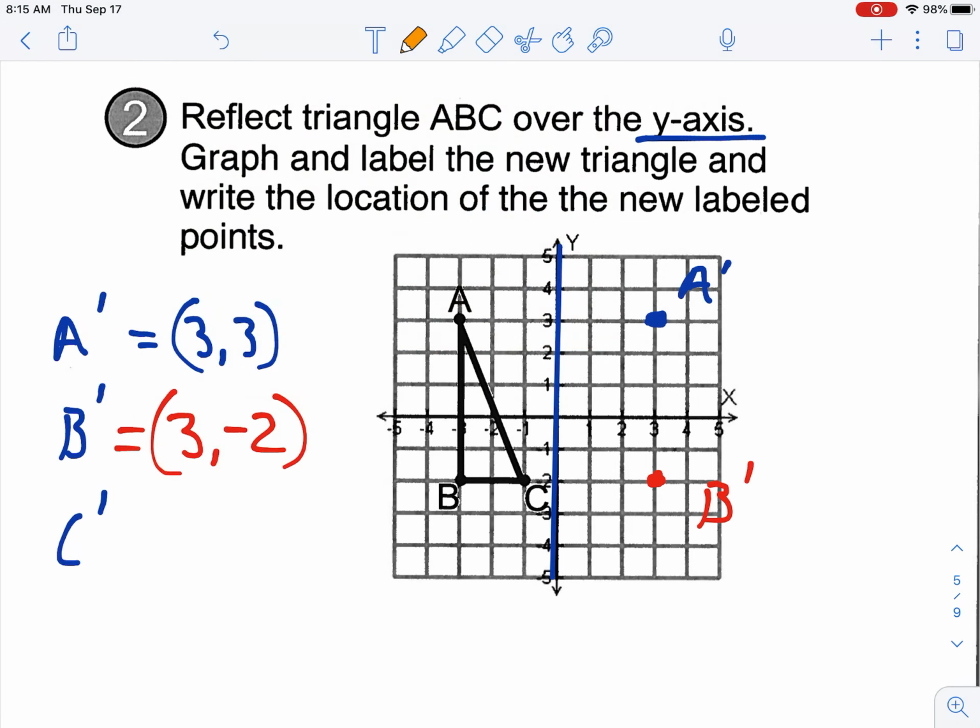All right, our last one, point C, notice it's 1 away, so I'm going to go 1 over. That is C prime. C prime is at over 1, down 2. We can connect it now and form our triangle, and you'll notice our triangle flipped.